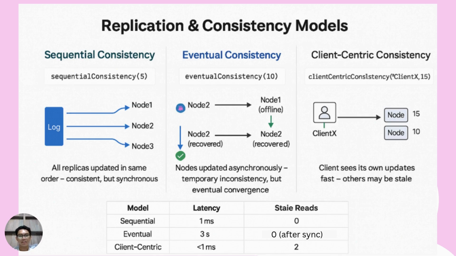So we can see that sequential is the safest and in the same order, but a bit slow. Eventual is fast, but not always synchronized. Client-centric is fast for the user, but others might see old data. So different models are used for different goals like safety, speed, or user experience.